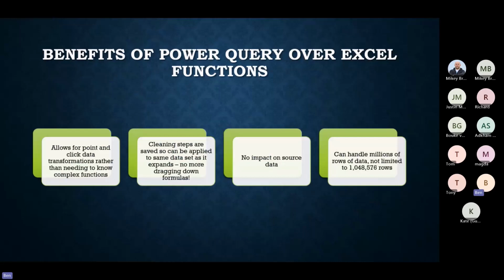Also, Excel is only limited to just over 1 million rows of data. Power Query can literally handle millions and millions of rows, and it actually still works quite fast. Even if you use a few 100,000 rows in Excel, a spreadsheet can run really, really slowly. Power Query has no limits without effect on performance.